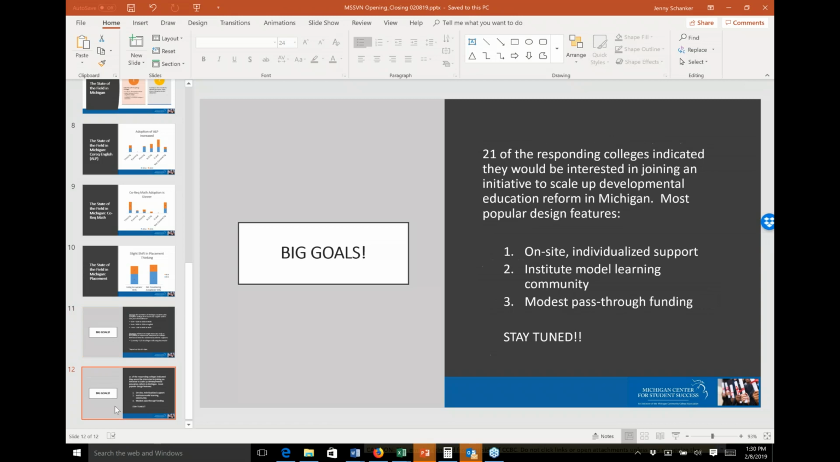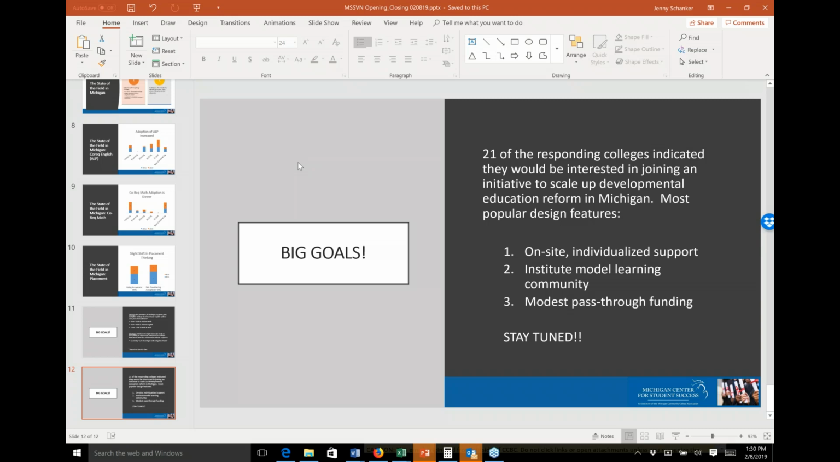In the survey we did, which we're just in the process of completing, 21 of the responding colleges indicated that they would be interested in joining an initiative to scale up developmental ed reform. The most popular design features so far are some on-site individualized support, institute model learning communities, such as we typically have been using with our guided pathways work, bringing people together, and modest pass-through funding to support things like release time for full-time faculty to work on these issues, or support for convening or perhaps coaching on your own campus.